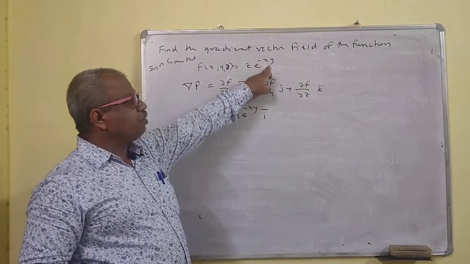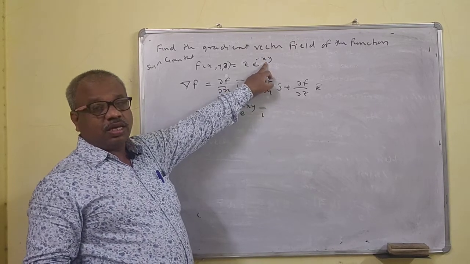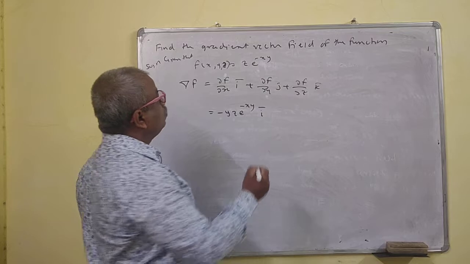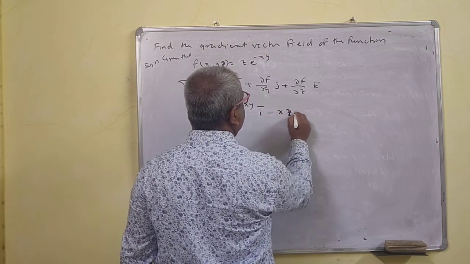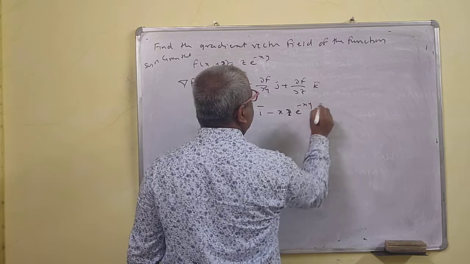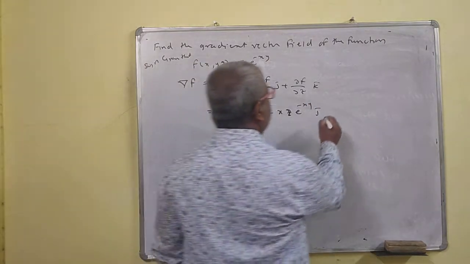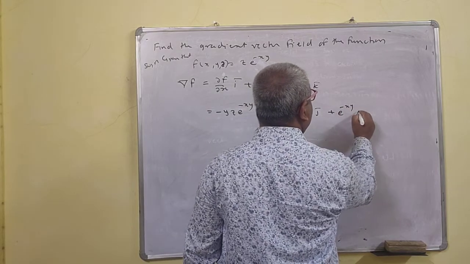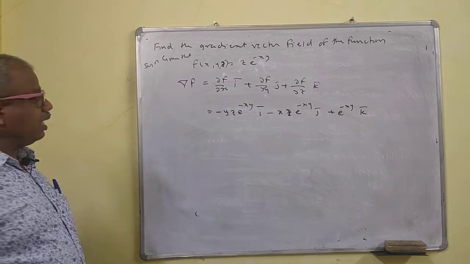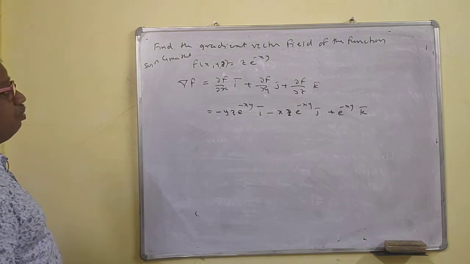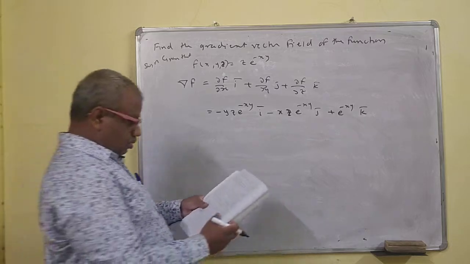Okay, so e raised to minus xy is e raised to minus xy into the derivative of minus xy, which is minus x. So this is minus xz minus x z e raised to minus xy j bar. Now the derivative of z is 1 here, so this is plus e raised to minus xy k bar. Okay, so this is a one line answer. So orally you can find the gradient of the function.